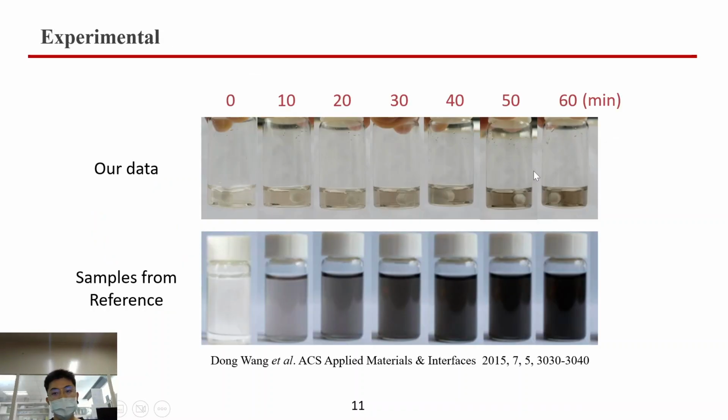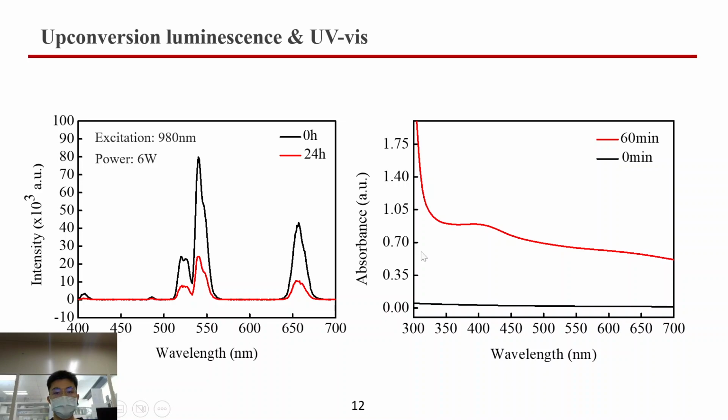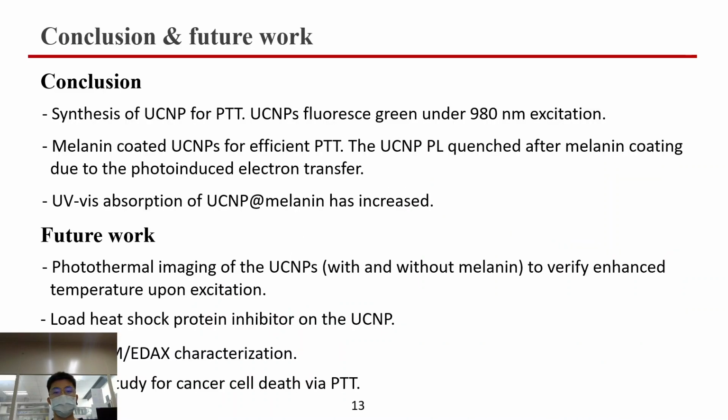Currently, I've been preparing my procedure for melanin coating. We can see the color of my samples gradually turns darker as the reaction time increases, which is consistent with the results from the reference data. The quenched fluorescence and the increased absorption are also consistent with the reference data. So my future work will be trying to optimize the coating process to get the best condition, and then to load the PES on it, then apply it in a photothermotherapy in vitro or in vivo experiment.